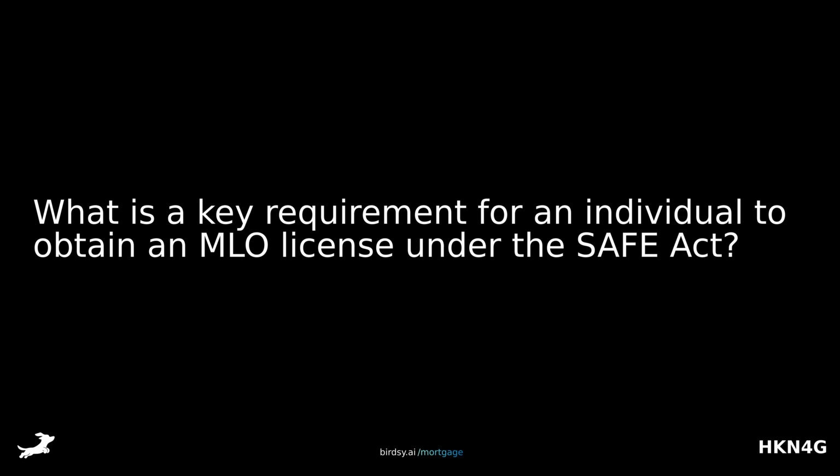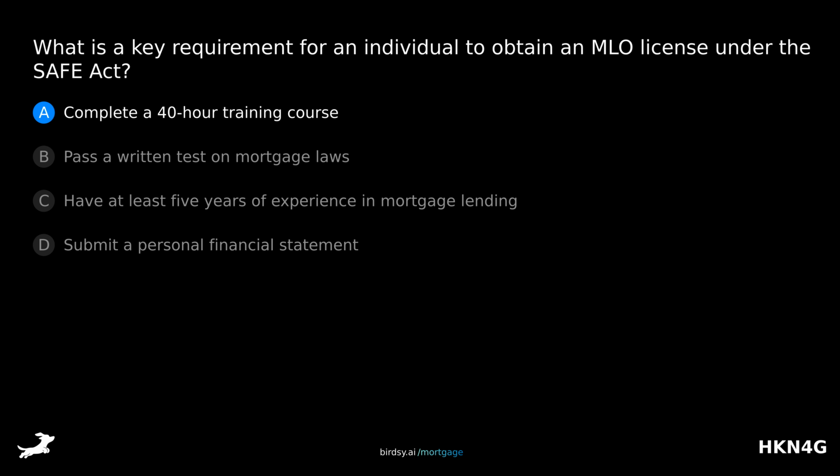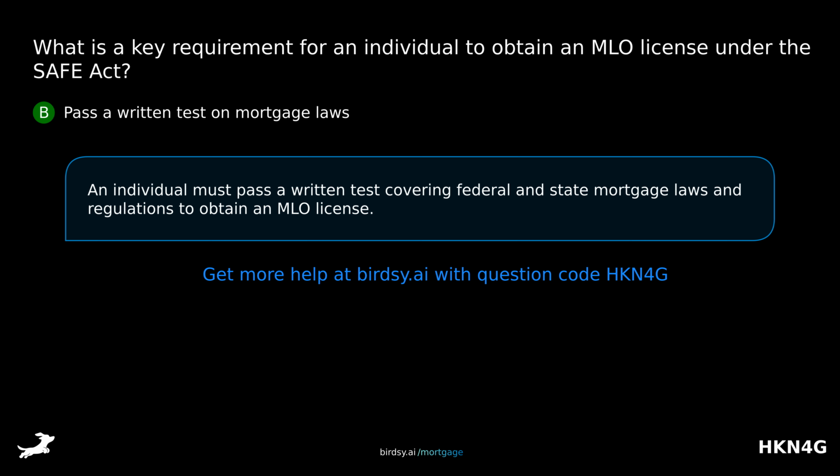What is a key requirement for an individual to obtain an MLO license under the SAFE Act? Is it A, complete a 40-hour training course, B, pass a written test on mortgage laws, C, have at least 5 years of experience in mortgage lending, or D, submit a personal financial statement? The answer is B, pass a written test on mortgage laws. An individual must pass a written test covering federal and state mortgage laws and regulations to obtain an MLO license.